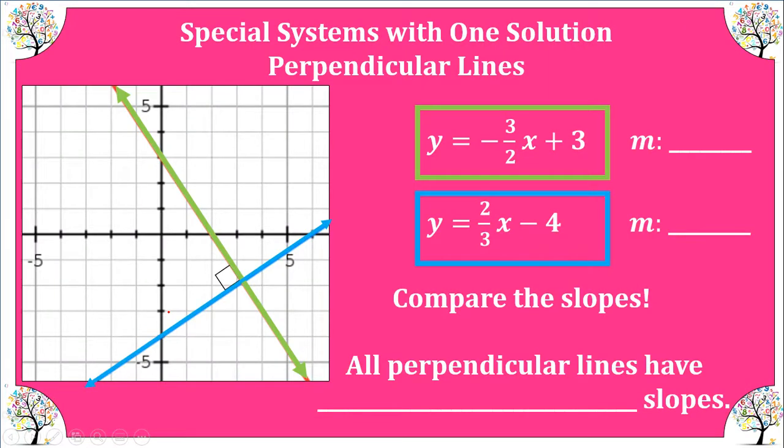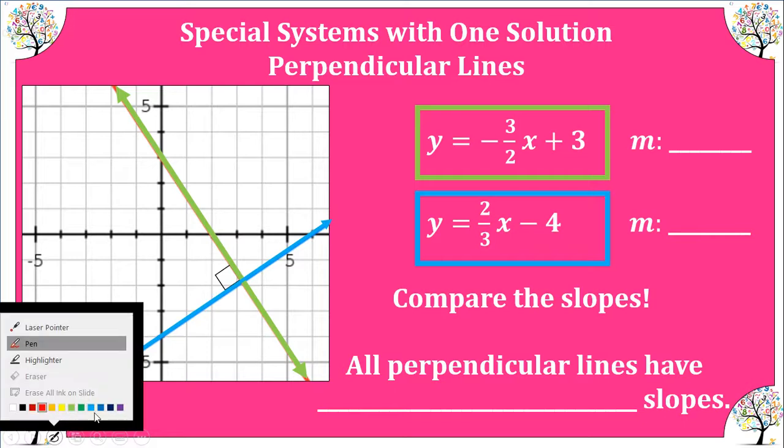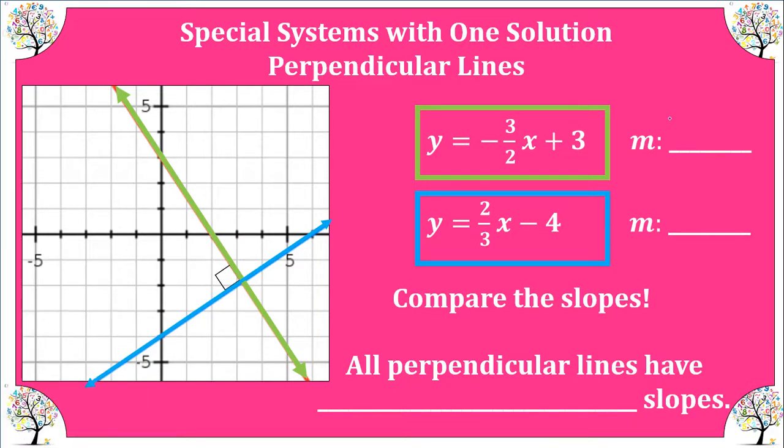Let's take a look at one special system that has one solution, and these are a system of perpendicular lines. I want us to notice the slope. It's all about the slope. So you can see that the slope of our green line is -3 over 2. I'm going down 3, right 2, down 3, right 2. And the slope of the other line is +2 over 3.